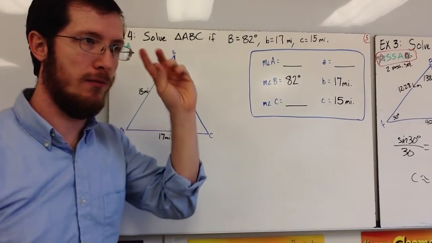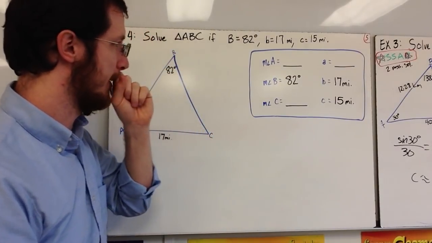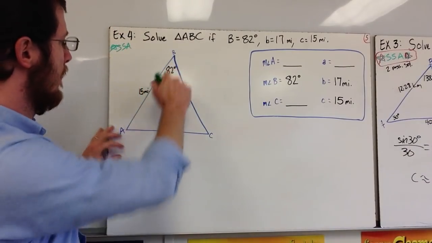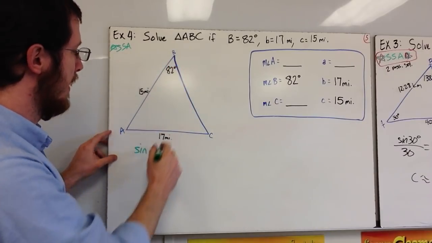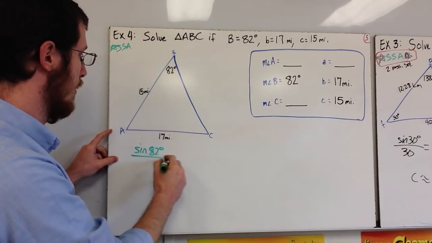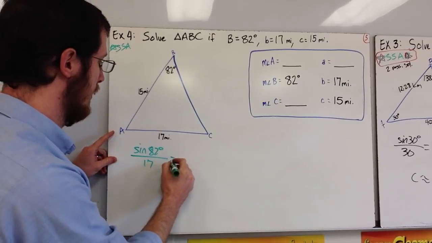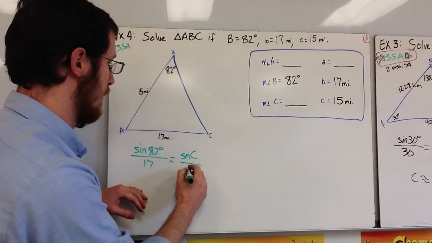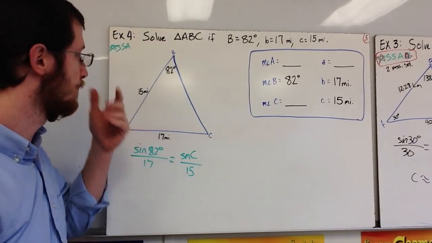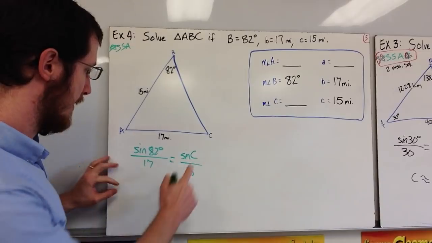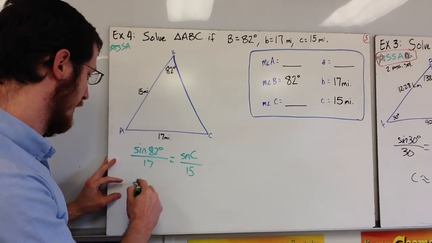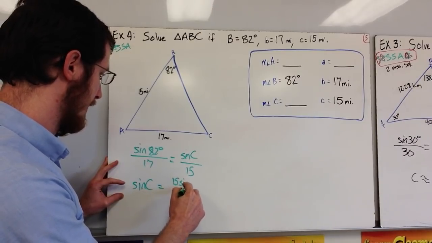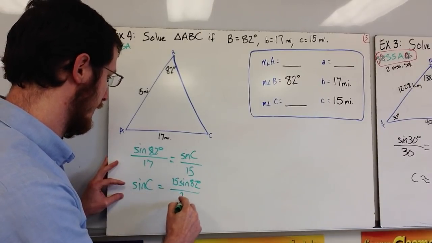So we need to flip a switch in our mind and look out for either 2, 1, or 0 solutions. Okay, our first pair of opposite sides, or side and an angle, we've got sine of 82 degrees over 17. And we want to set that equal to sine of C over 15. Okay, and solving for our angle C, so we've got sine of big C equals 15 sine of 82 over 17.